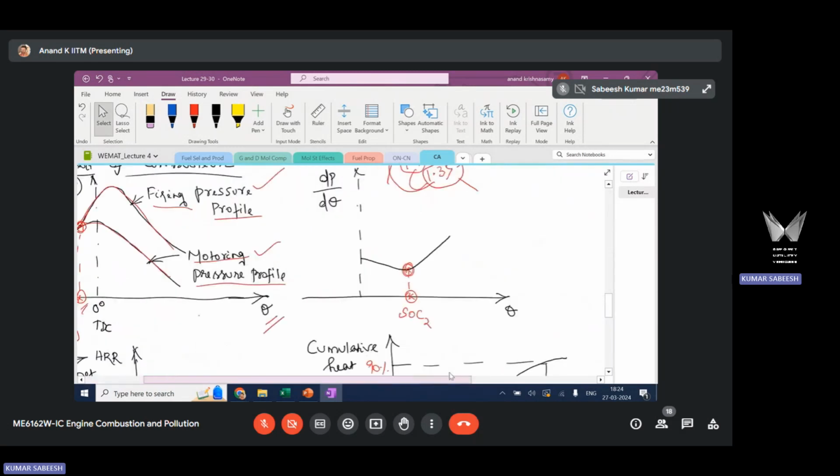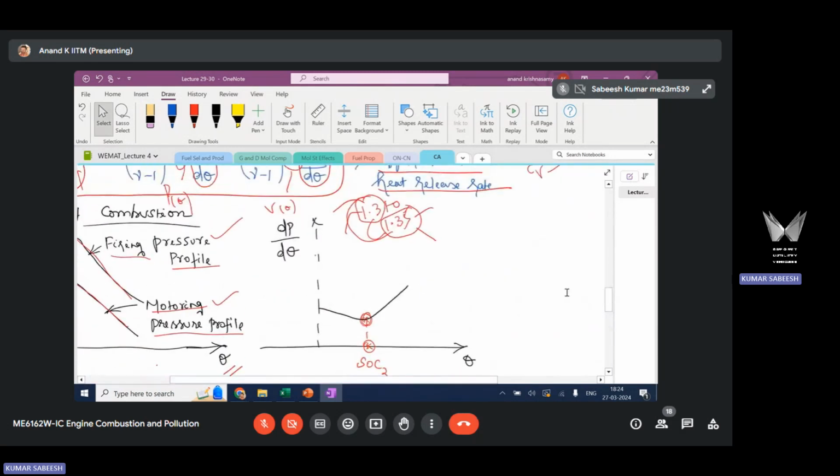The second criteria used to find start of combustion is shown here. This is for SI engine, sir, if I'm not wrong, right? You can use it both for SI and CI engine. Okay, sir. For both the engines.